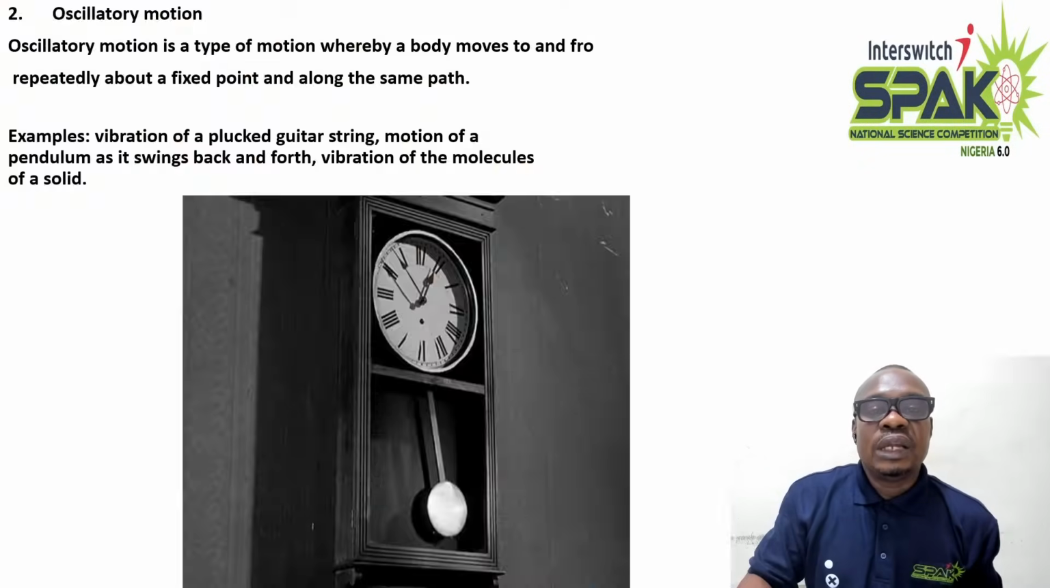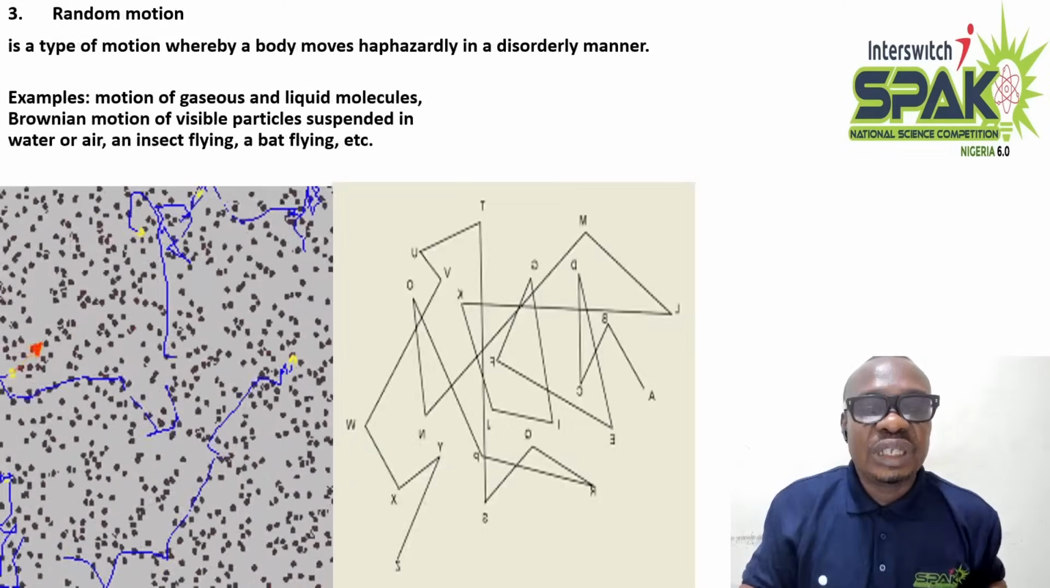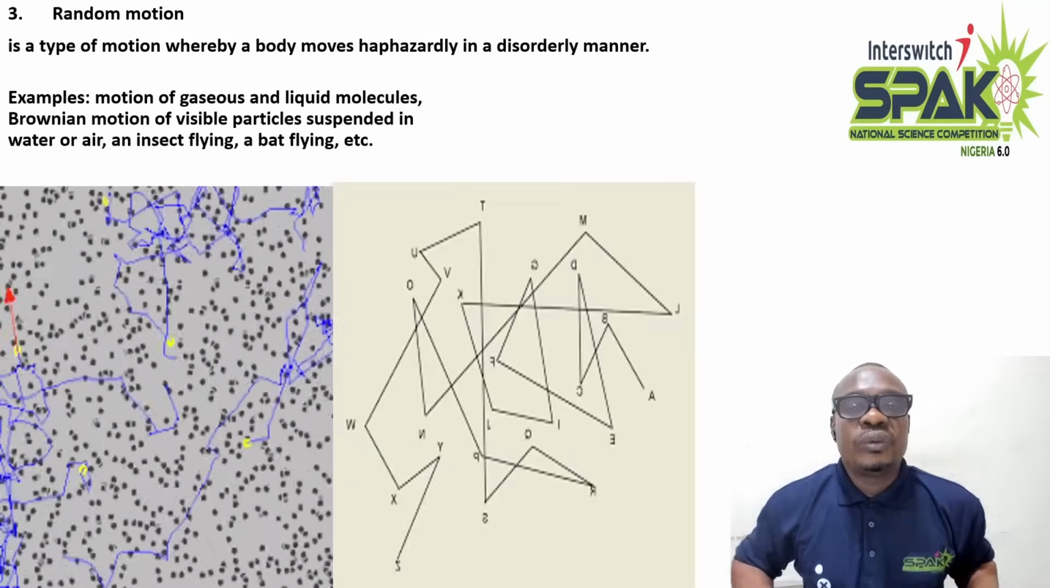So examples of the oscillatory motion, we have the vibration of a plucked guitar string. We have the motion of a pendulum as it swings back and forth. Then vibration of the molecules of solids, the to and fro motion. Then we have the next, which is random motion.